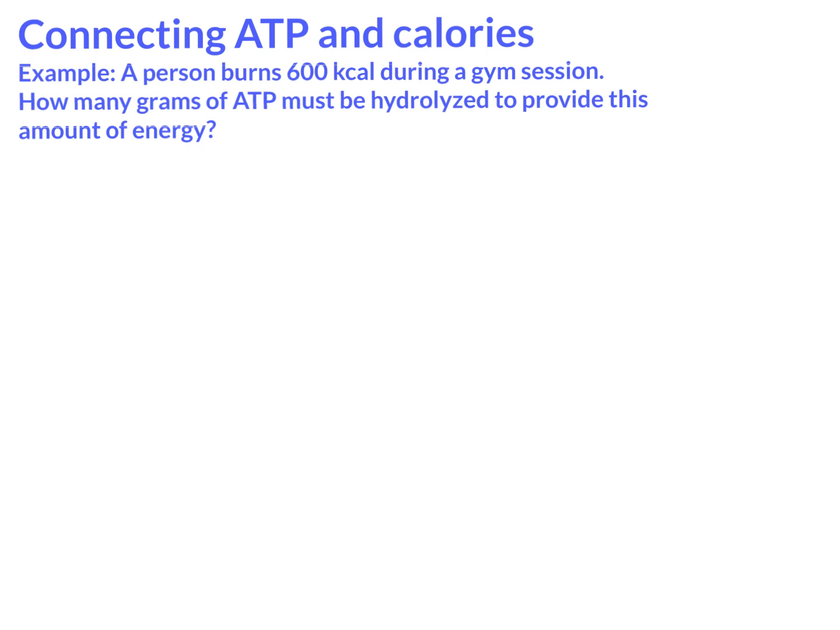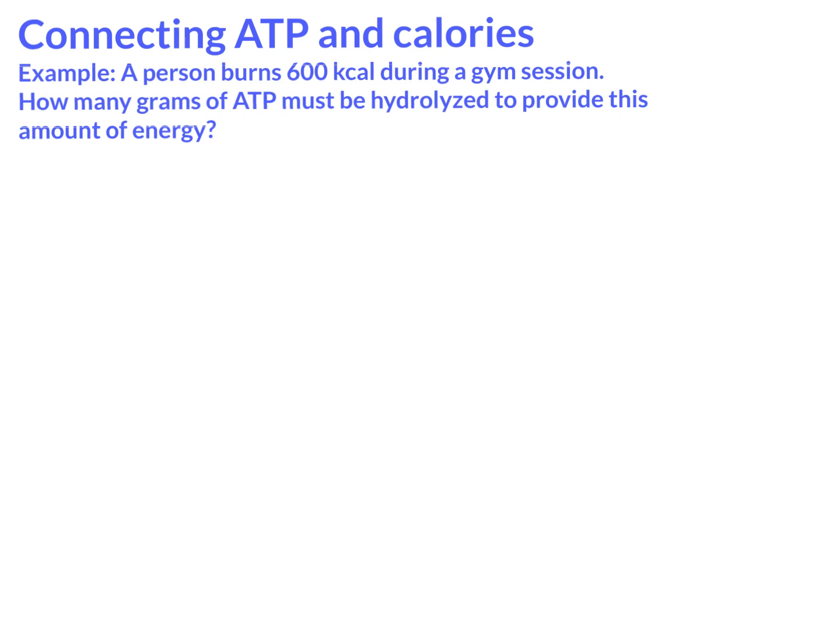Let's apply the information that we've just looked at toward a more real-world problem of understanding how ATP links to the number of calories. And when we say calories on food labeling, we typically are referring to actually kilocalories. So here, when I use the term connecting ATP and calories, what we're really referring to is kilocalories. So a person burns 600 kilocalories, and that would mean 600 calories on a food label, during a gym session. We're asked to provide how many grams of ATP must be hydrolyzed to provide this amount of energy.